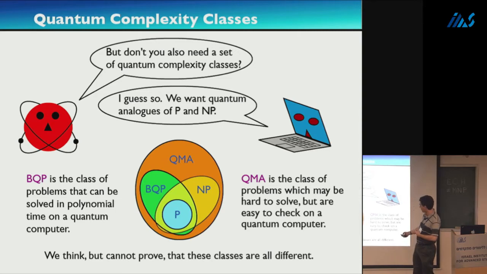And so these are the relationships that we think these classes have. So P is certainly inside NP, because if you can find the answer yourself, you don't need to check it. So that's straightforward. P is inside BQP because a quantum computer can simulate a classical computer, and all these things are inside QMA because QMA incorporates both classical checking and quantum algorithms. But we don't think that any two of them are the same, and we don't think that BQP is included in NP or vice versa.